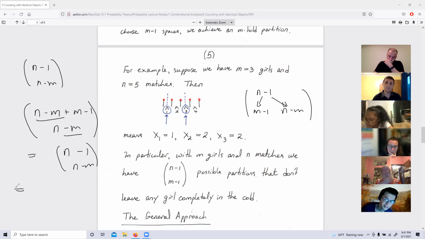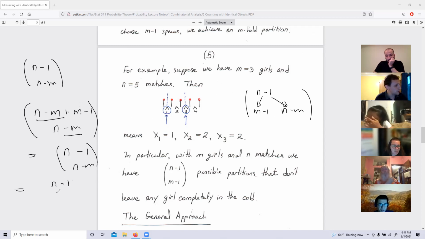So you need to have the possibility of someone having 0 matches. I know how to solve it when I can give somebody nothing. So I just give everyone the requirement, and then I decide how to distribute whatever is left. And I can also do this: I can say n minus 1, the same number, and I can choose the bars. If I choose the bars, I choose m minus 1.